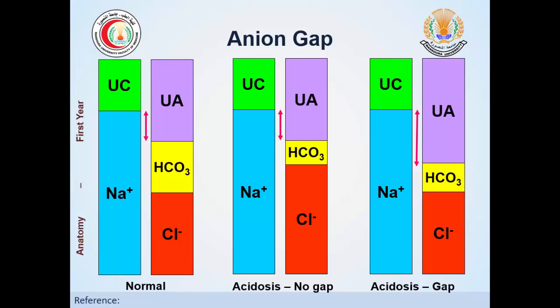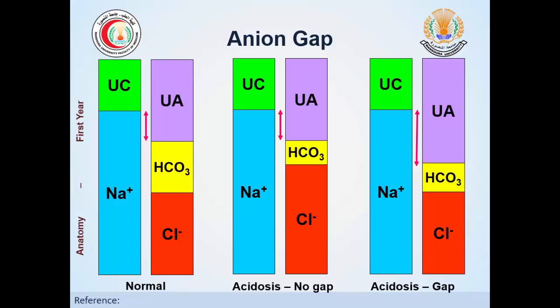This is the significance of the anion gap. If there is metabolic acidosis and the anion gap is normal, it means that there is loss of bicarb. If it's increased, it means that there is added acid to the circulation. If we look at this figure, we'll find that the first one is the normal anion gap. I have the anion gap here normal, which is the difference between the unmeasured anion and unmeasured cation. This difference is the same difference as sodium minus chloride plus bicarb.